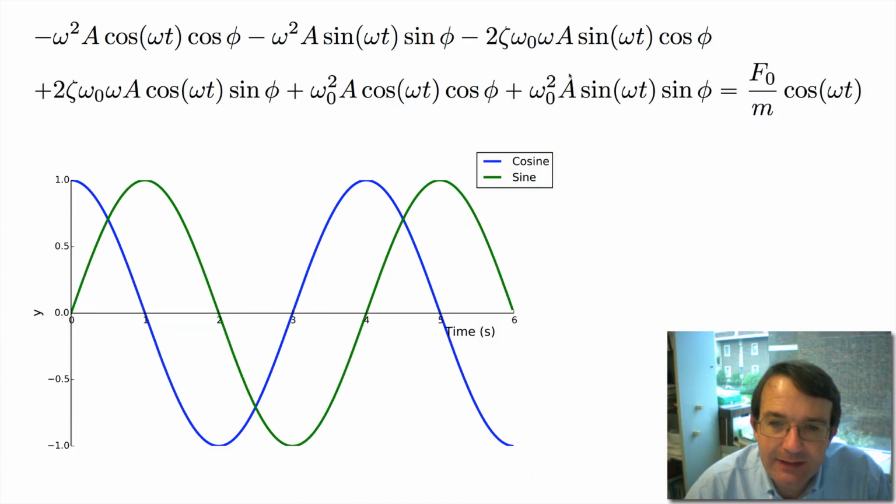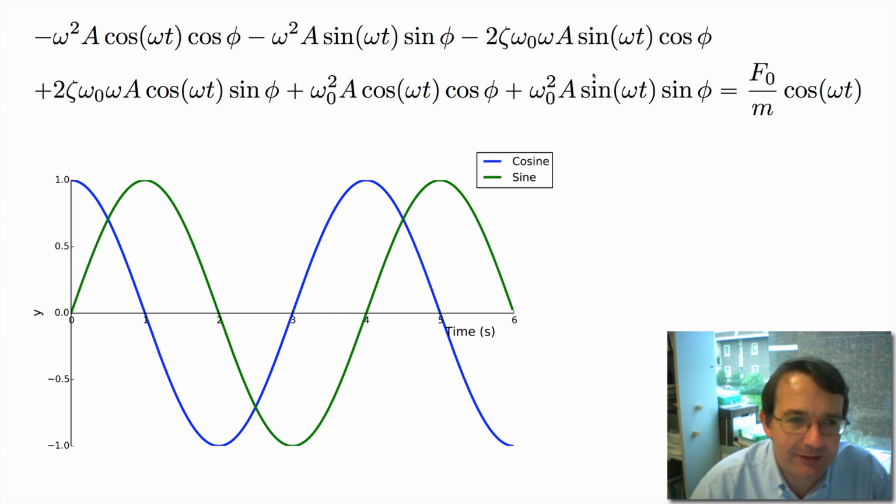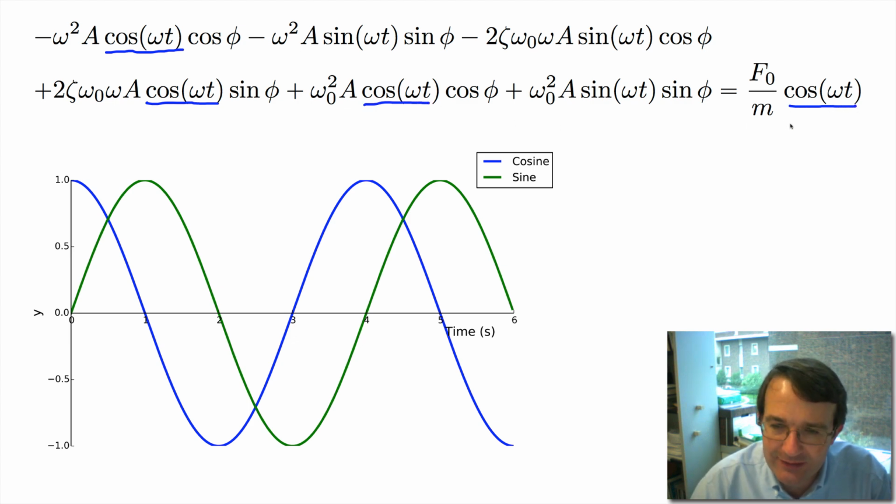So here we can see the terms that we've got, this horrendous expression with all these separate terms, but if we look at these terms, we can see a little bit of a pattern. Here we've got a cosine omega t, here we've got a cosine omega t, here we have a cosine omega t, and then on this side we have a cosine omega t.